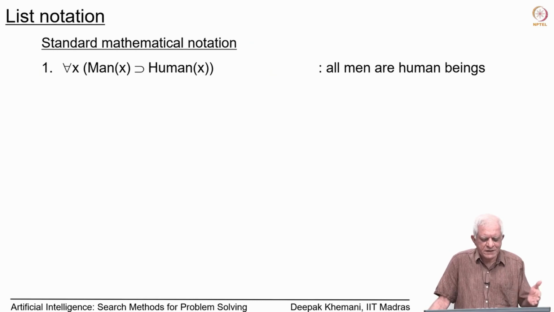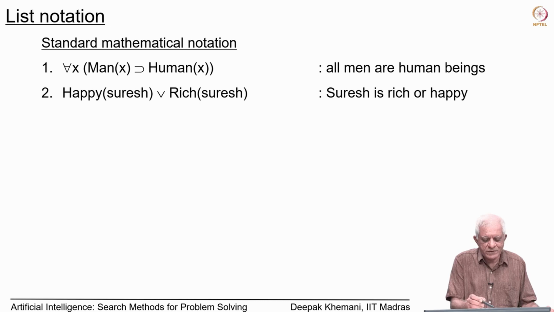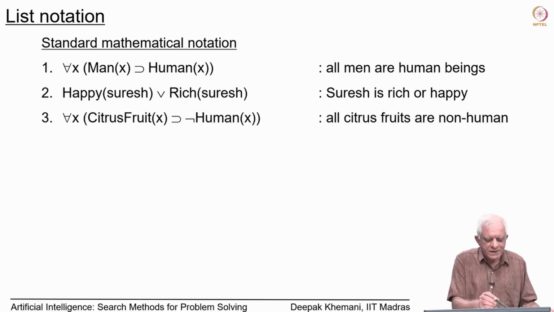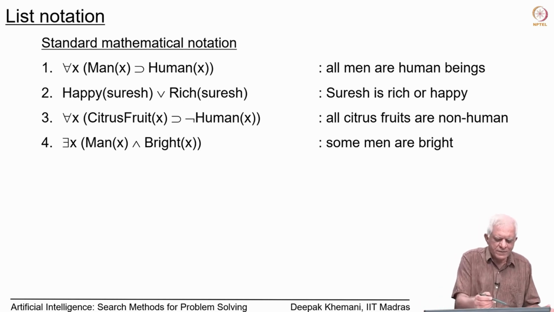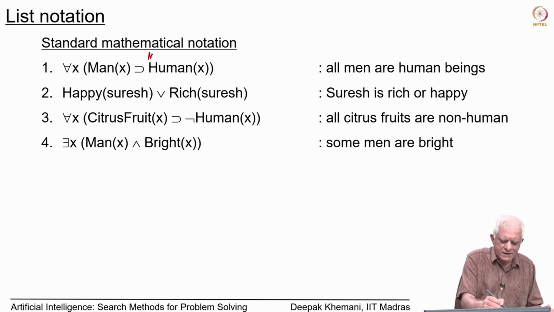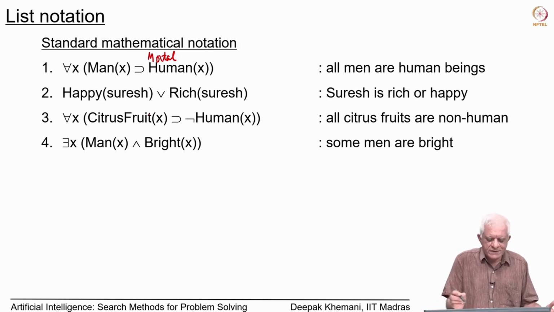So, in the standard mathematical notation, the first one says that all men are human beings. This is in the language of logic that we have been talking about. If you replace this with mortal, then it gives us one of the statements we use in the Socratic argument. Man x implies mortal x, all men are mortal. The second one says Suresh is rich or Suresh is happy. The third one says that all citrus fruits are not human. So, we know of course that fruits are not human.